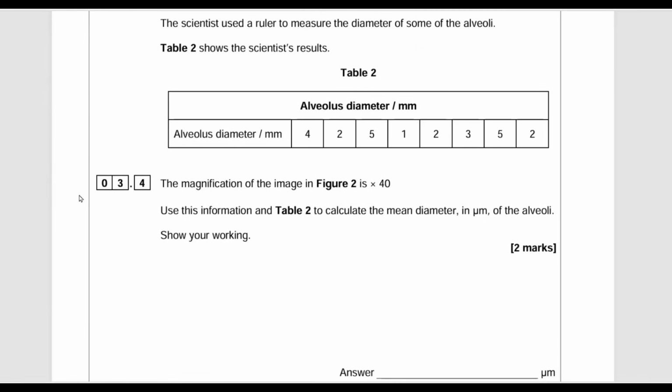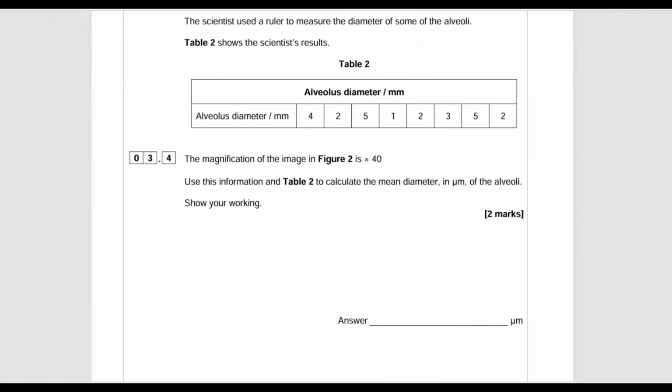Right. Oh, a little maths one. The scientists used a ruler to measure the diameter of some alveoli. Table 2 shows the scientists' results. So we've got the alveolus diameter in millimeters: 4, 2, 5, 1, 2, 3, 5, 2. The magnification of the image in figure 2 is times 40. Use this information and table 2 to calculate the mean diameter in micrometers of the alveolus. Show your working. So we've got millimeters, we've got micrometers. There's a clash. What equation do you need? You need the I AM equation. Why don't you pause the video, have a go?